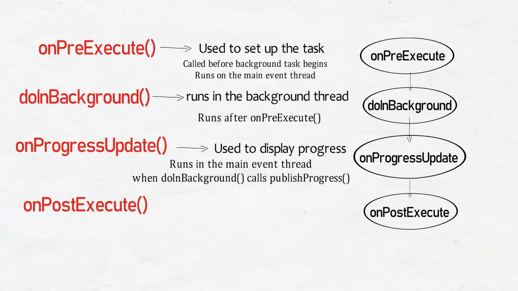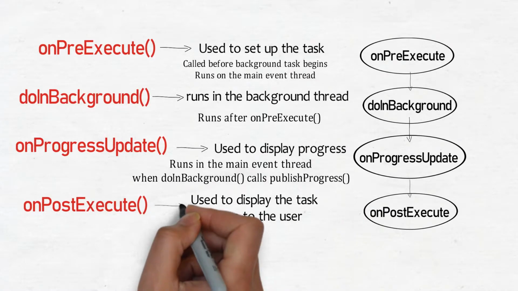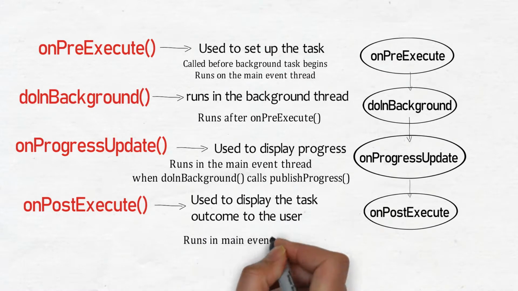Fourth, onPostExecute is used to display the task outcome to the user when doInBackground has finished. It runs in the main event thread. It takes the return value of doInBackground as a parameter.